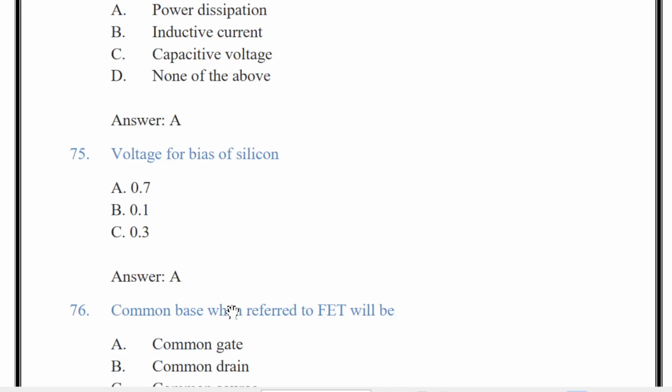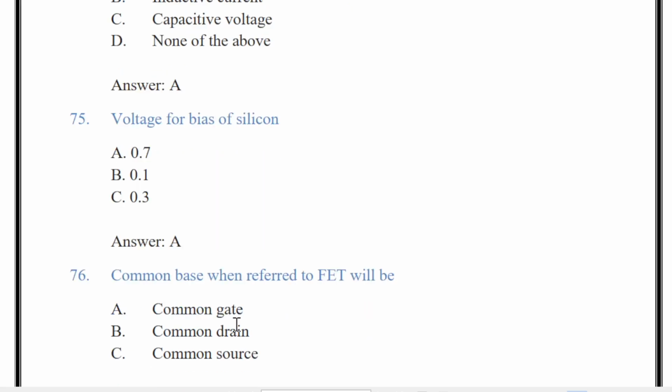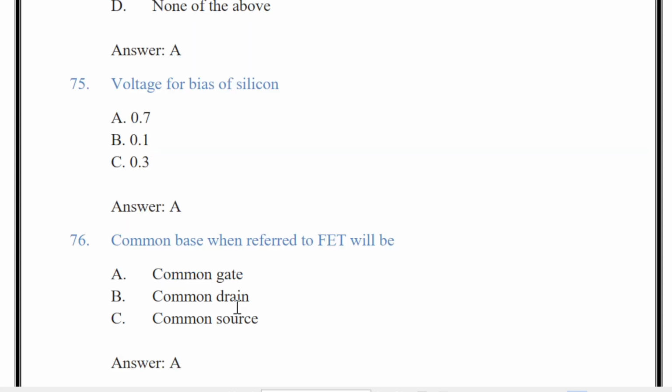Now we come to question number 75. Voltage for bias of silicon. There are 3 options. The correct answer is A, 0.7.